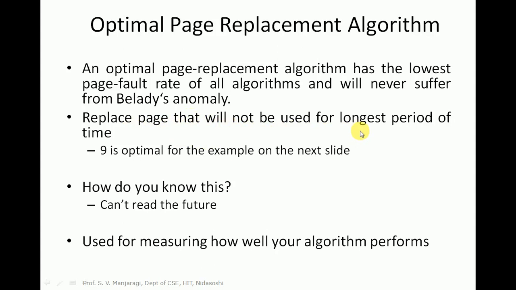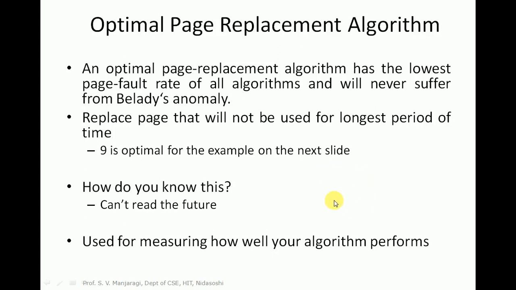But the problem is that it is very difficult to read the future memory references. In fact, we cannot read the future memory references. But if you are able to read the future memory references, then this is one of the best page replacement algorithms. The technique is to replace a page that will not be used for the longest period of time. So we just need to look at the future references, and consider a page that already exists in the memory for replacement, which will not be used for the longest period of time.